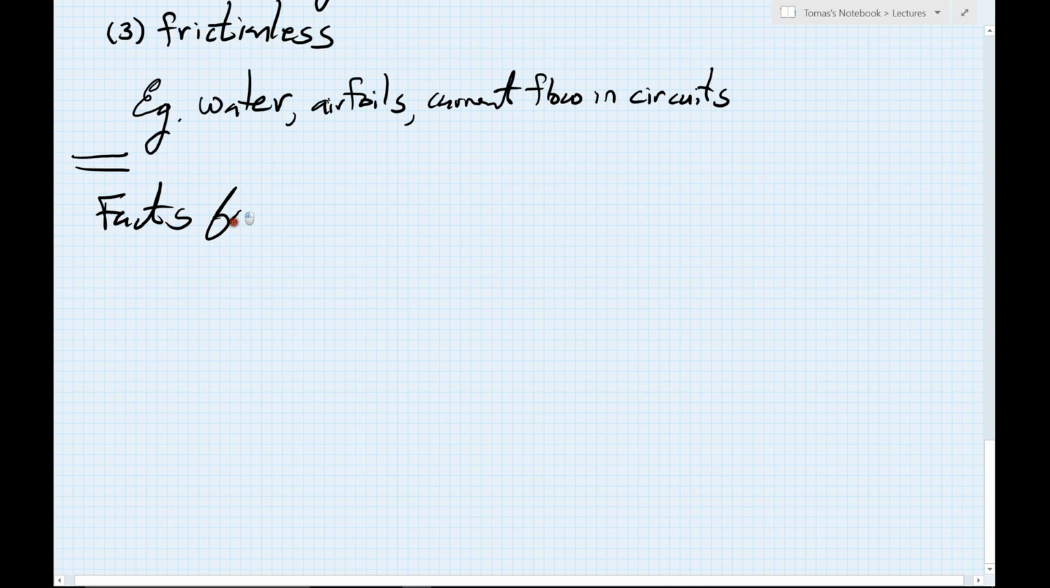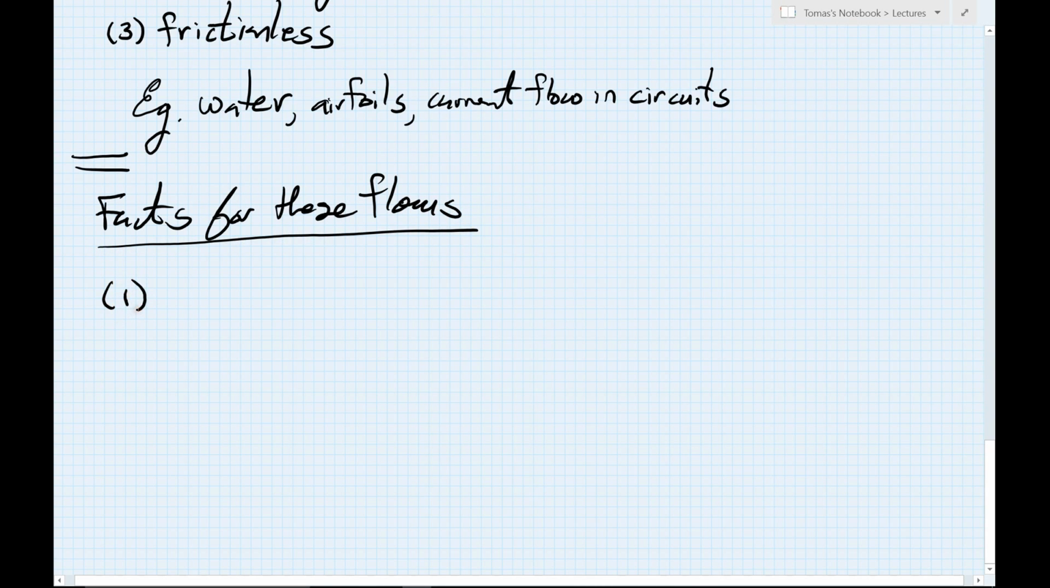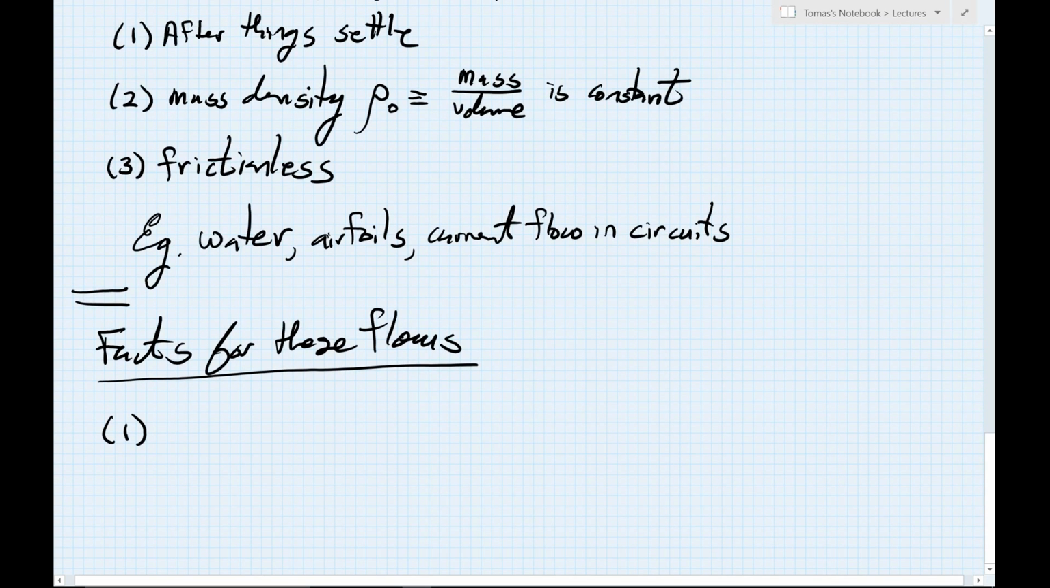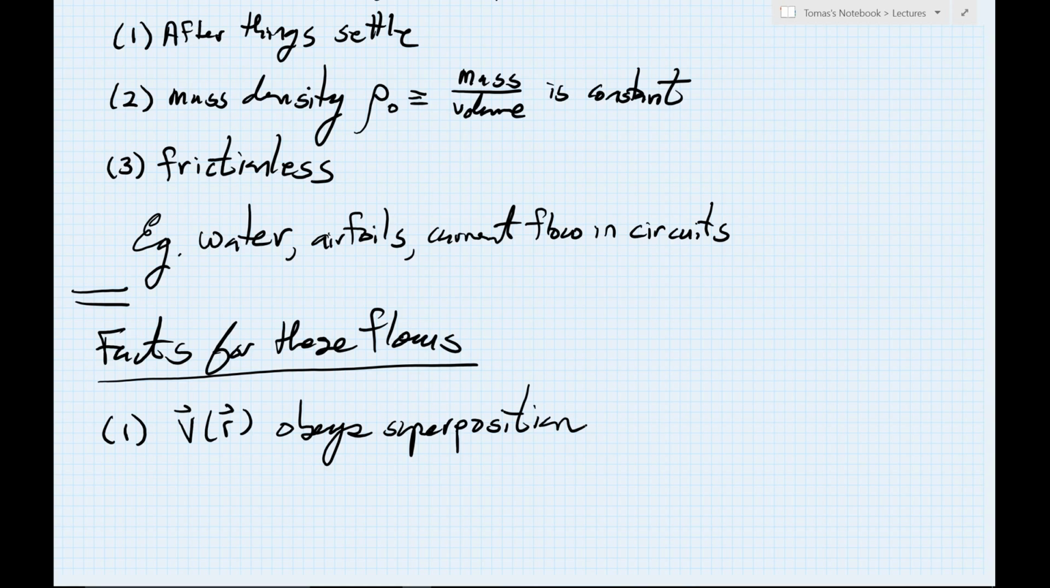So facts for these flows. The first of them is really the kicker. That is the most important one. If you have these three conditions, it turns out then that the velocity field that you find obeys superposition, just like it does for electric fields. That is really the first key result. This means then if I figure out how to represent point charges or line charges in my fluid, and then I have some compound situation, I can build that compound situation in my tank by making the corresponding mechanical models for the line and sheet of charge, and then the final flow, in fact, will add up just like it's supposed to for the electric field.